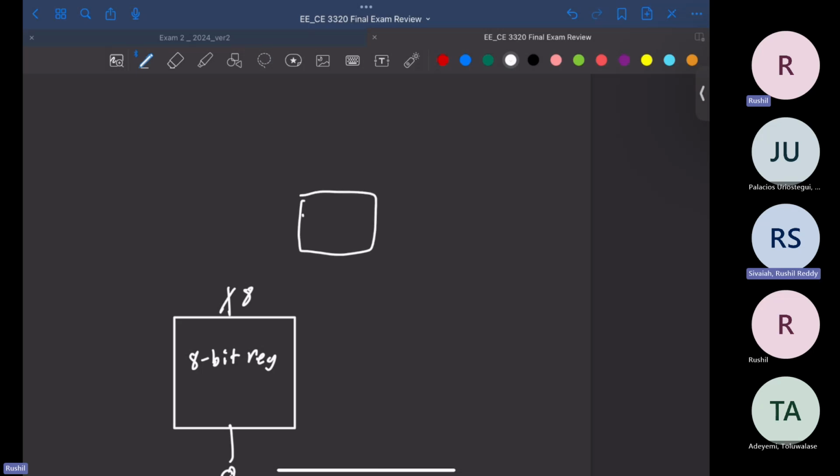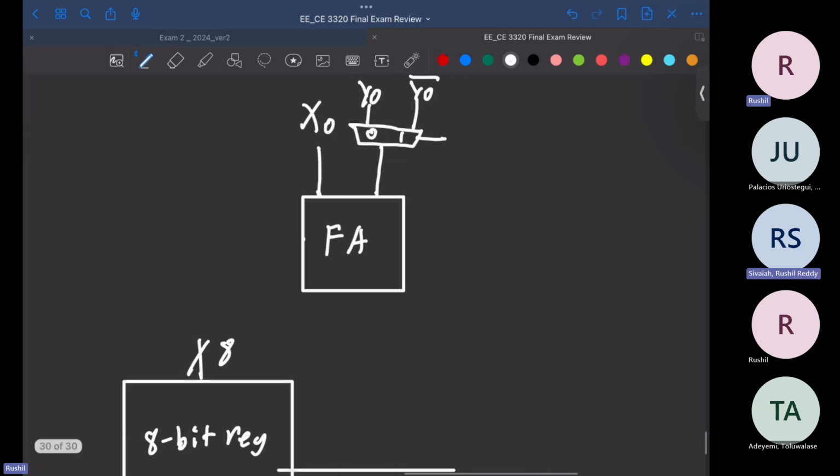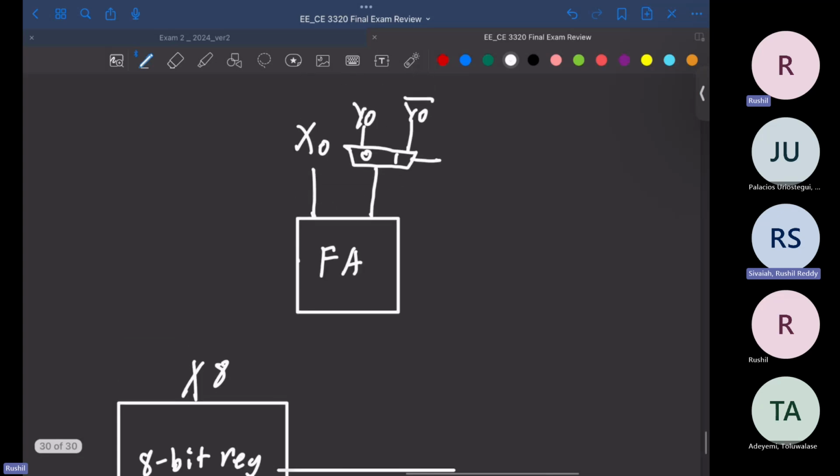So we're gonna grab this full adder. We're gonna put our input x here, or we'll say x0, and then we'll have this mux here that goes into here. We'll have y0 into here, and then y0 not into this one. And then this will be your 0, this will be your 1, right? Yes. So that one will go into here.